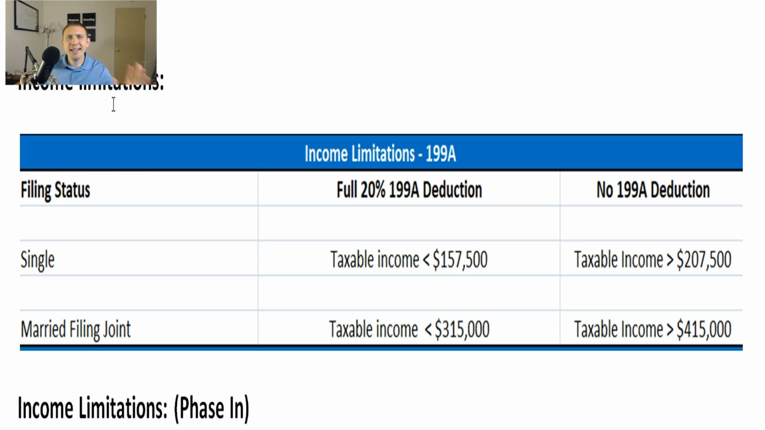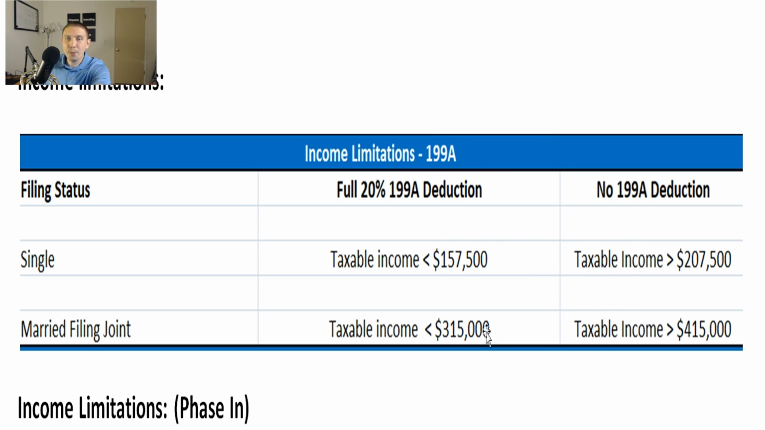Before we get into all of that, let's talk about some income limitations. If your filing status is single, you get the full 20% deduction if your taxable income is less than $157,500. If you're married filing joint, you get the full 20% deduction as long as your taxable income is less than $315,000. And once you go above these amounts, then the deduction starts to phase out for you. So no deduction once your income exceeds, if you're single, $207,500, which is a $50,000 spread right here.